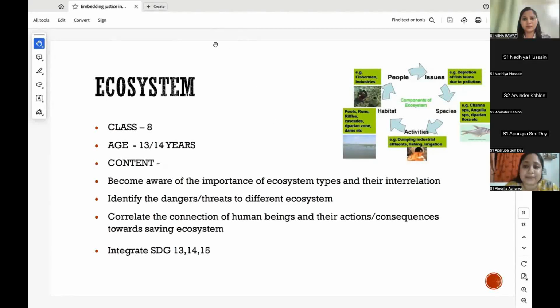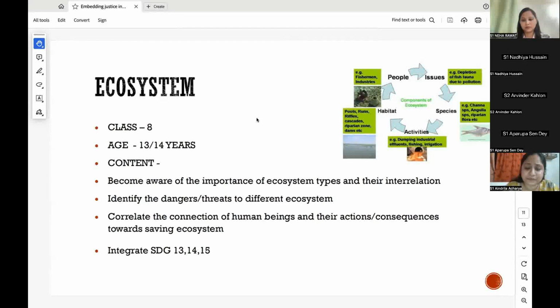The ecosystems are being continuously destroyed due to human action, and this is how we are going to deal with the topic by integrating SDG number 13, 14, 15, which is climate action, life underwater, and life on land. That is all kinds of flora and fauna and their well-being. That is our job. We have to keep that in mind. So that is how we are collaborating the chapter along with the different SDGs.